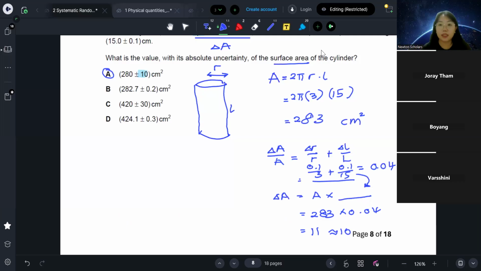Any question? You find the actual reading, then you find the uncertainty by adding up the fractions. Then absolute uncertainty actually is this part. So you move your A to the other side. The A is just now the actual reading. You do the calculation, you will get 11. Then, as I told you, we want absolute uncertainty, which is one significant figure, so we make it become 10. Any question? If okay, then we proceed. Let me know.